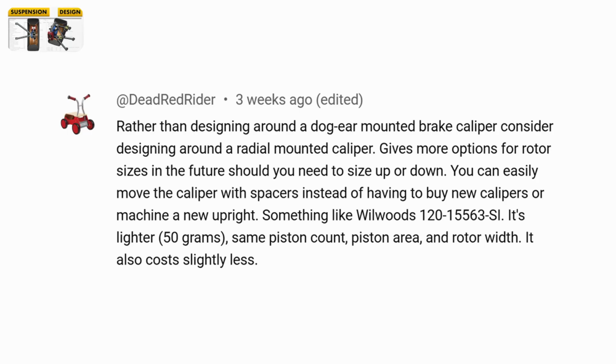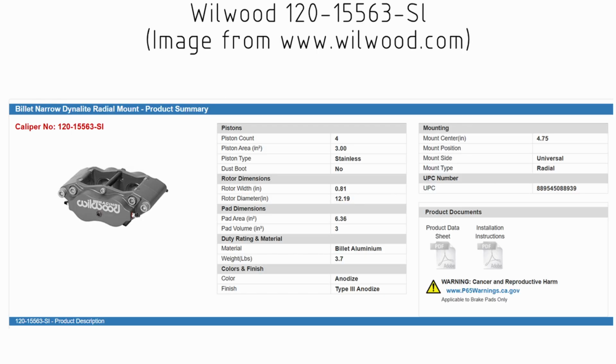And I absolutely encourage you to check out that design. There's some really good information that he's provided. In the same video, Dead Red Rider suggested maybe looking at a radial mounted brake caliper instead of a dog gear mounted brake caliper. This allows easier adjustment based on the size of the rotors that you're going to use just by putting spacers in there. And I think, yes, it's probably a better orientation for the brake caliper.